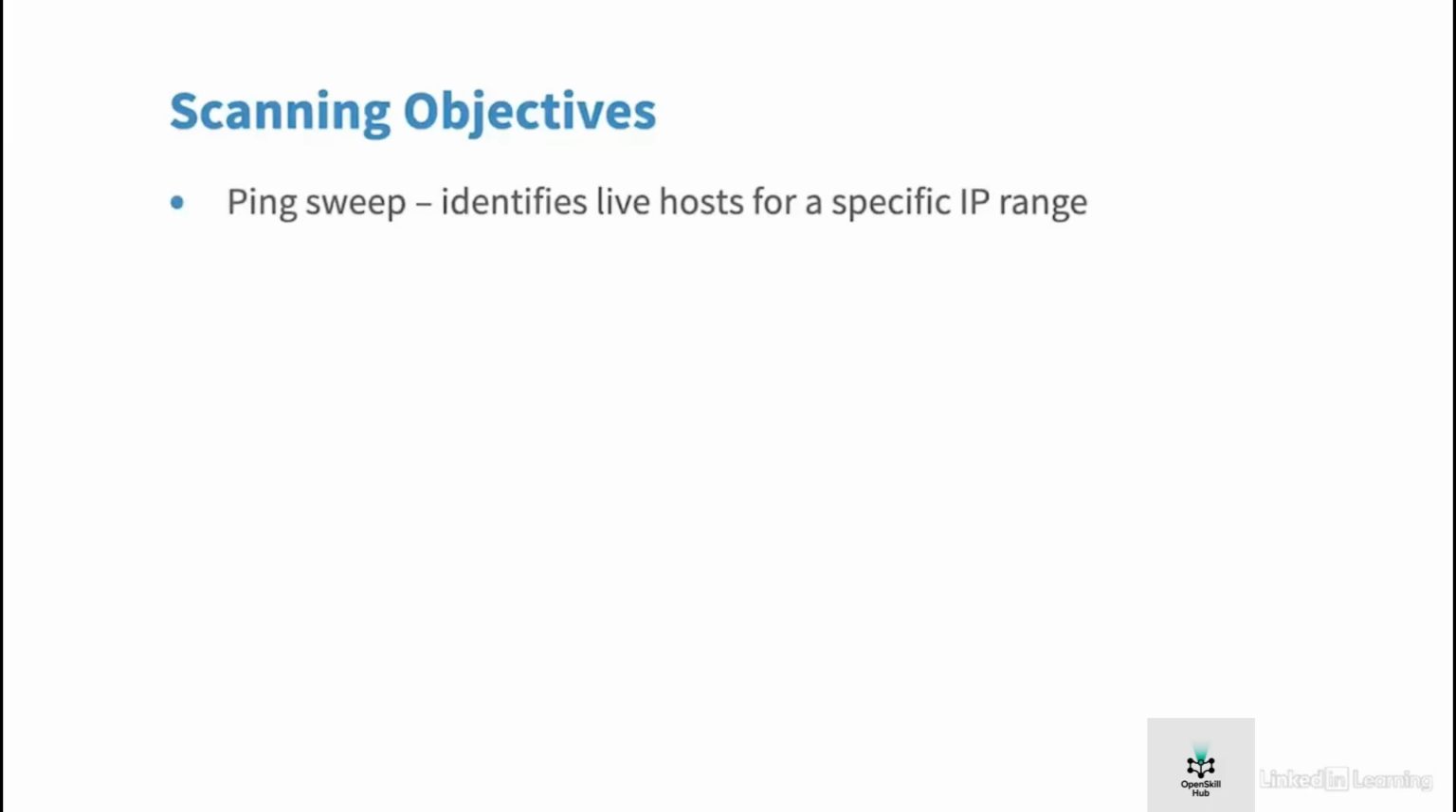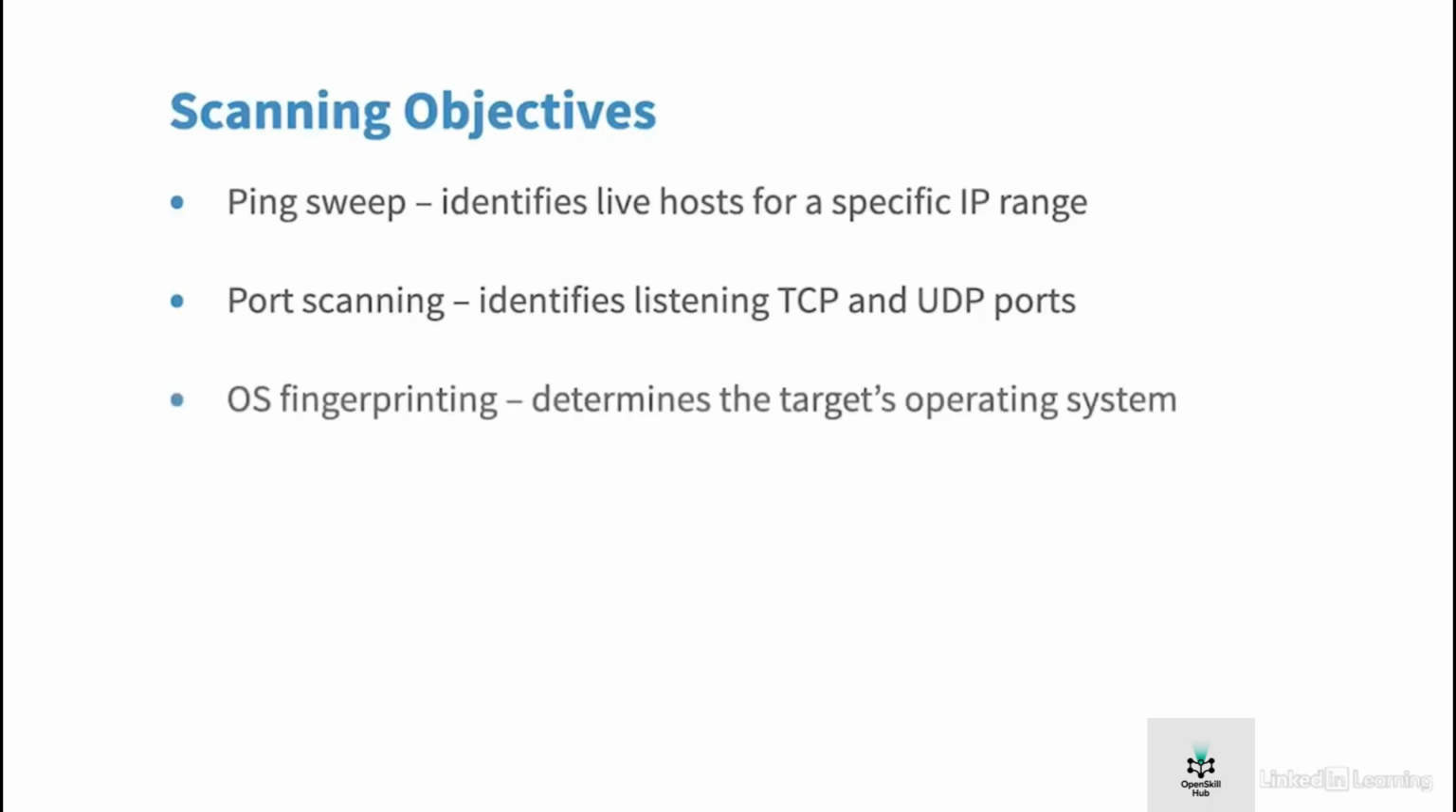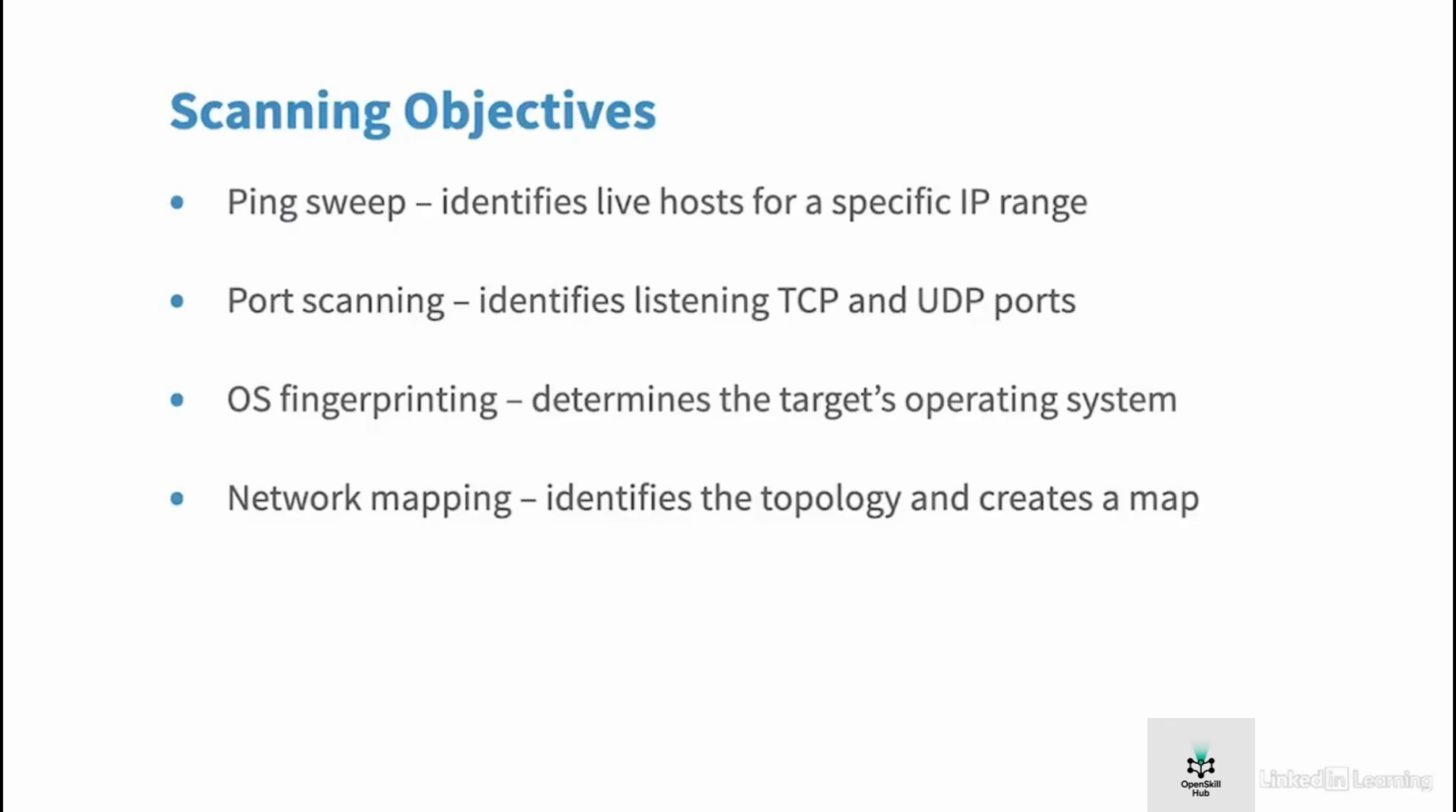Ping sweeps send a succession of probe packets to an IP range on a network, with the goal of identifying which hosts are alive and responding. Port scanning identifies listening TCP and UDP ports on a system, with the goal of identifying the services that are active on the target. Operating system fingerprinting determines the target's operating system based on response behavior. And network mapping identifies the logical topology and creates a map.